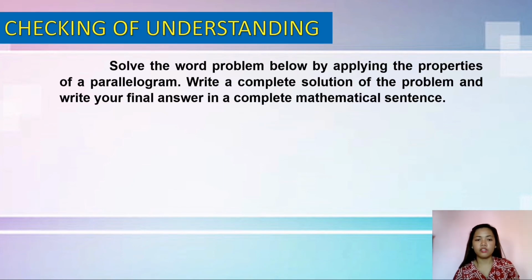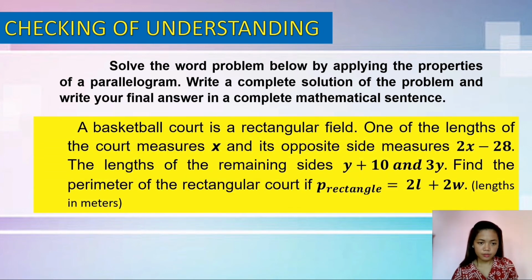Now let's level up. Let's try to solve the word problem below by applying the properties of a parallelogram. Write the complete solution of the problem and write your final answer in a complete mathematical sentence. A basketball court is a rectangular field. One of the lengths of the court measures x and its opposite side measures 2x minus 28. The lengths of the remaining sides are y plus 10 and 3y. Find the perimeter of the rectangular court if perimeter of a rectangle is equal to 2 times the length plus 2 times the width. Let the lengths be in meters.